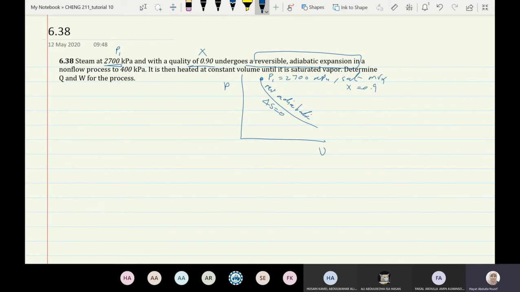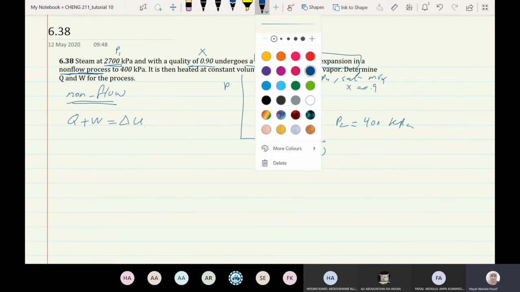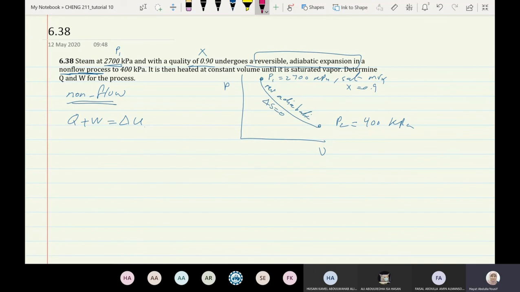But they said here that it is a non-flow process. That is very important and useful information because I can apply the first law of thermodynamics for a closed system. It's not a flowing system. The final condition for the pressure, as given in the question, is 400 kilopascal. Now, the beauty of this question is that it combines two process paths. They said it undergoes reversible adiabatic expansion and then is followed by another path, which is heating at constant volume. So if this is my state number 1, here's state number 2, and there is state number 3.